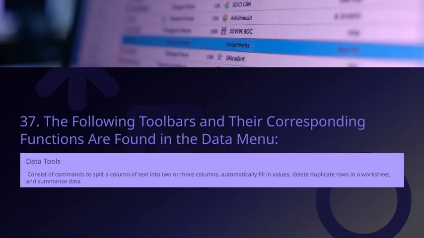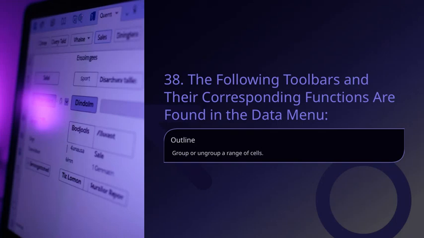Overall, these tools are essential for organizing and preparing your data for analysis, tying back to our goal of making data work for us efficiently. Now, moving on to slide 40, let's look at the tools available in the data menu, starting with the outline feature.